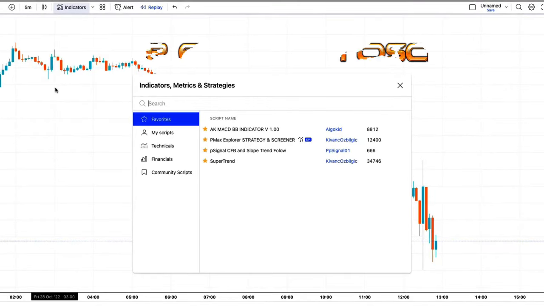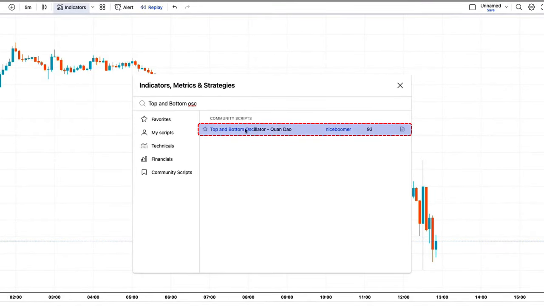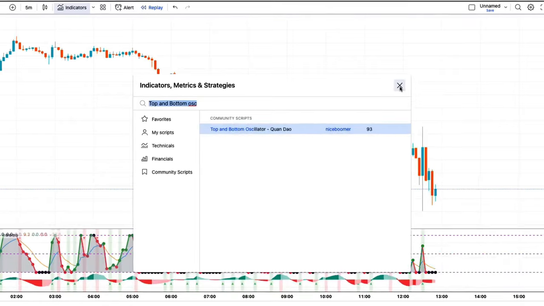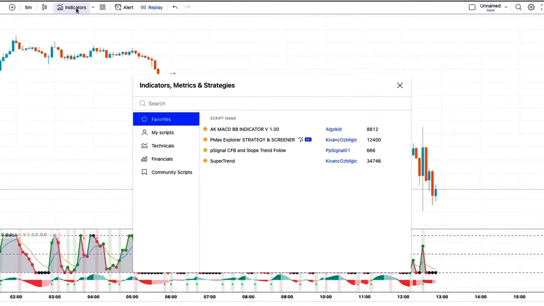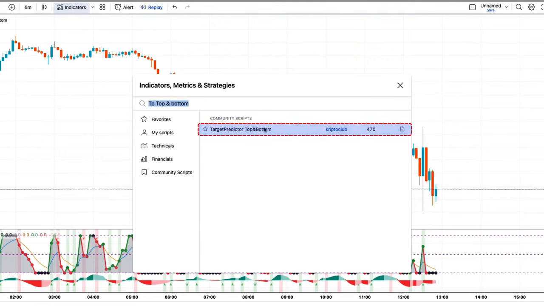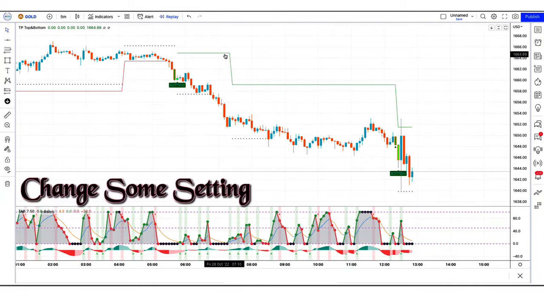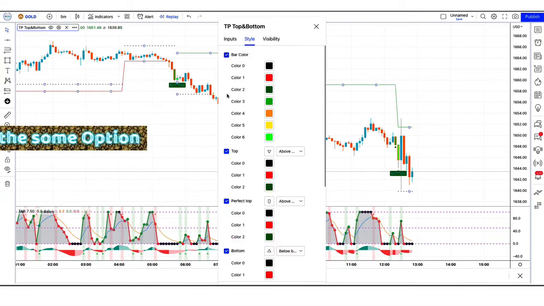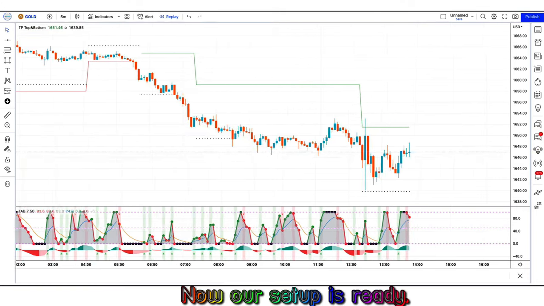First of all, we will search top and bottom OSC in the search box of TradingView. After that we have to click on the top and bottom oscillator option. After that we have to apply another indicator on the chart. We will search TP top and bottom in the search box of TradingView. After that we have to click on the target predictor top and bottom option, in which we have to change some settings. In this we have to hide the sum option. Now our setup is ready.